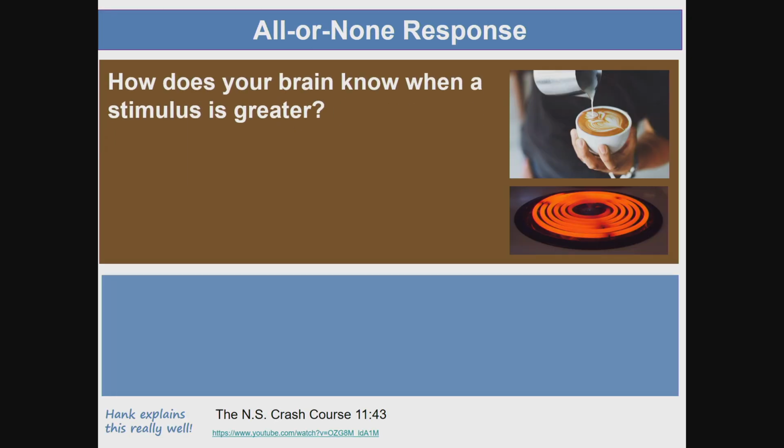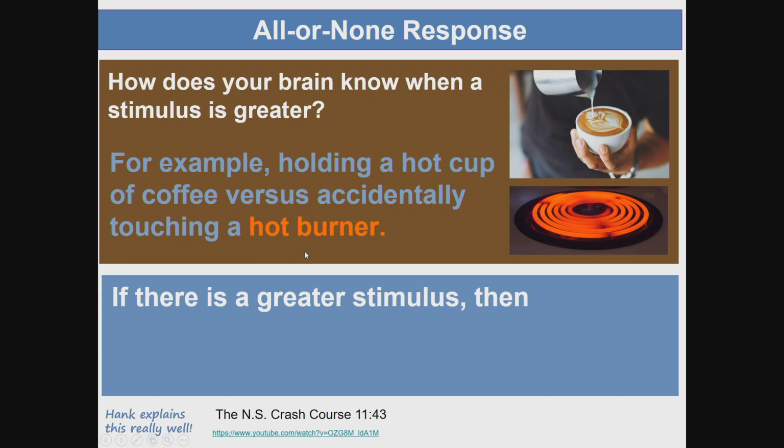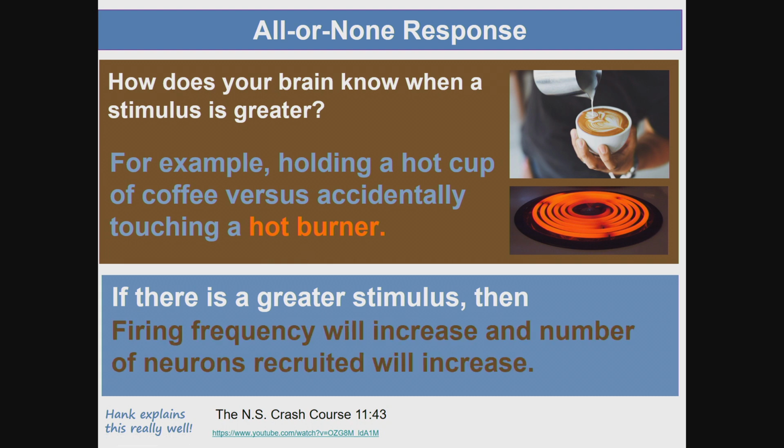So how does your brain know when a stimulus is greater? If all neurons fire to the same intensity and speed, then how does your brain know that you are holding a hot cup of coffee versus accidentally touching a hot burner? If there is a greater stimulus, then firing frequency will increase and the number of neurons recruited will also increase. For more information on this, take a look at the Nervous System Crash Course.